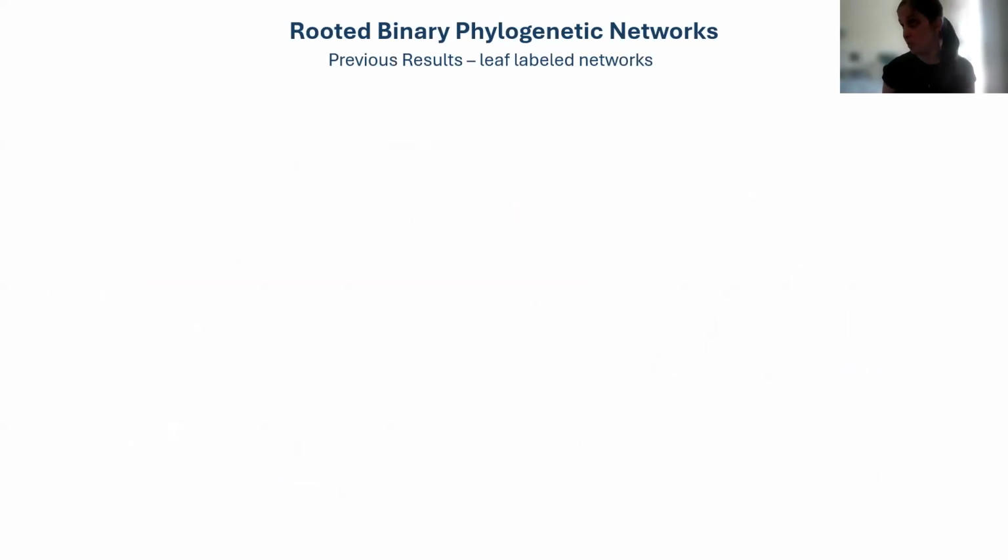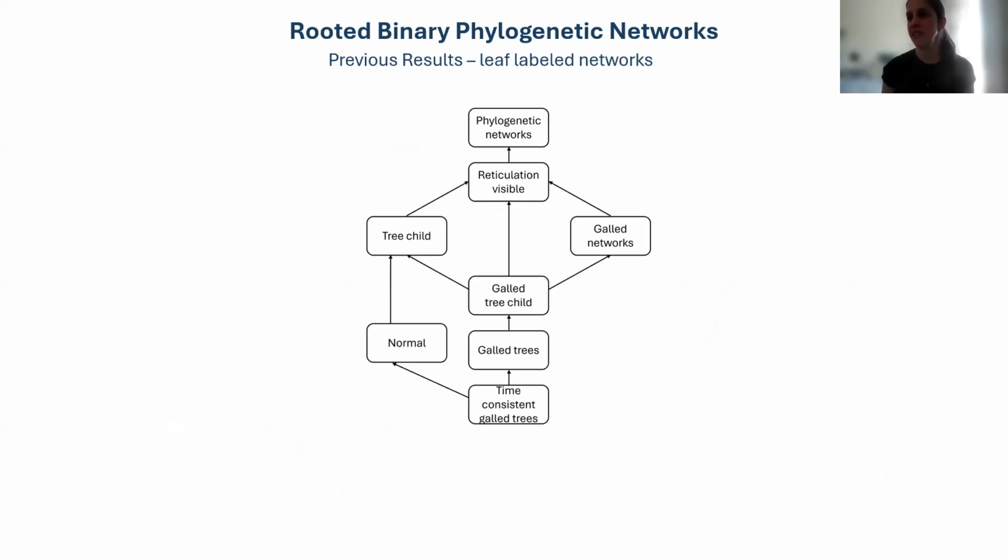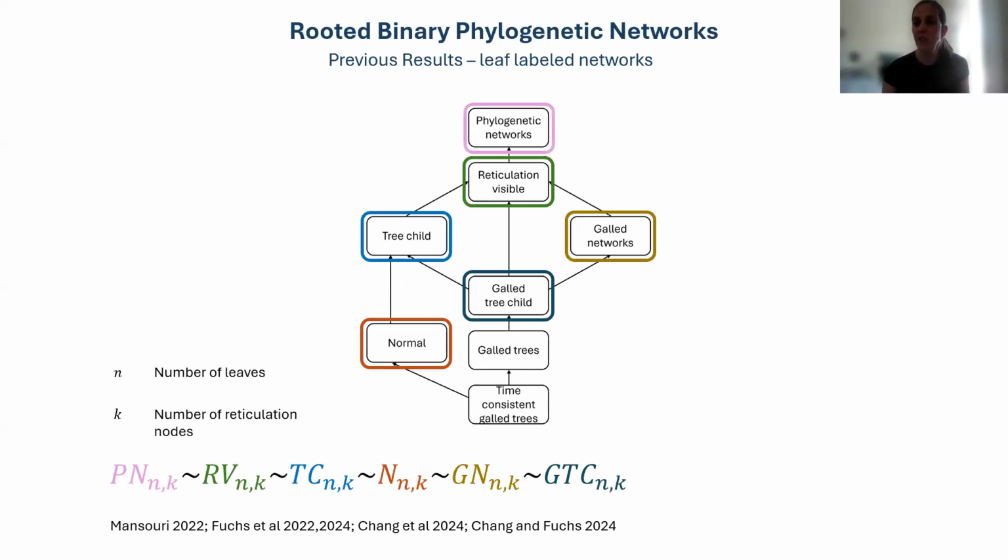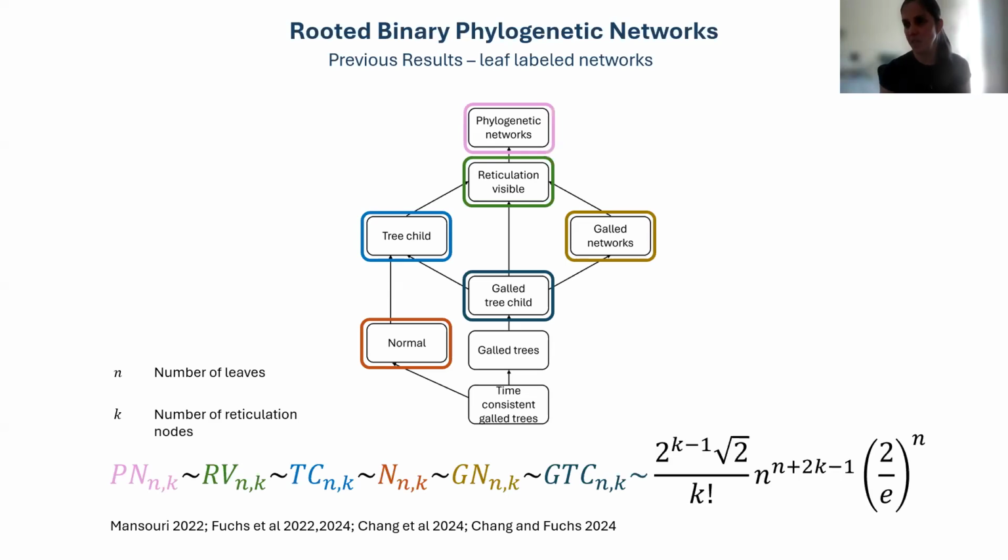Okay, so now I'm going to show you some results, other results not performed by me. So again, we just look at this diagram of the different relations between these types of phylogenetic networks I've just shown you, denoting by N the number of leaves and by K the number of reticulation nodes. And again, we're talking about non-plane leaf-labeled networks. Remarkably, it was found that for all of these types of networks, asymptotically, the number of these networks with N leaves and K reticulation nodes is equivalent, and it's equivalent to this expression.